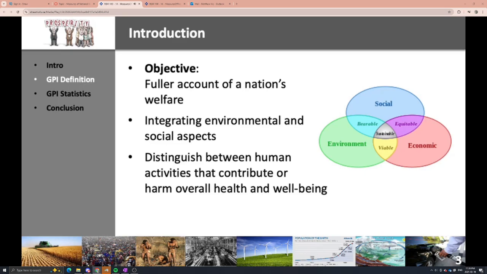So the GDP that we talked about previously consists of four indicators, focusing on consumption, investment, government spending, and net export. And the Human Development Index that we talked about previously uses four indicators covering health, schooling, and standard of living. The Genuine Progress Indicator, or GPI, uses a whopping 26 indicators covering the three domains of sustainability. So now let's take a look at the Genuine Progress Indicator in a little bit more detail.